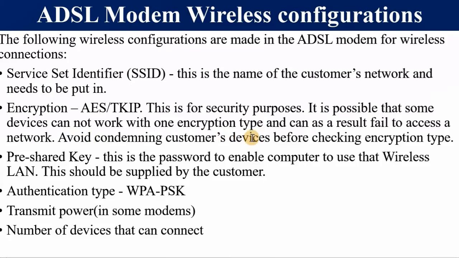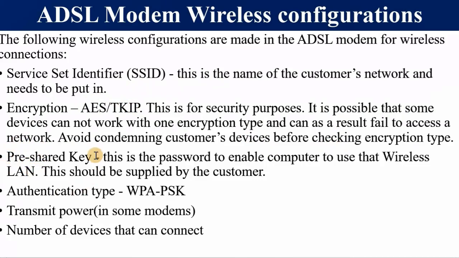Please take note of the following. Avoid condemning customers' devices before checking the encryption type. If you choose the wrong encryption type, the device can be denied connection. In this case, it can use this or it can use that. If you choose this alone, when the device is configured to use the other, then it won't be able to establish a connection. So don't just condemn customers' devices before checking this.